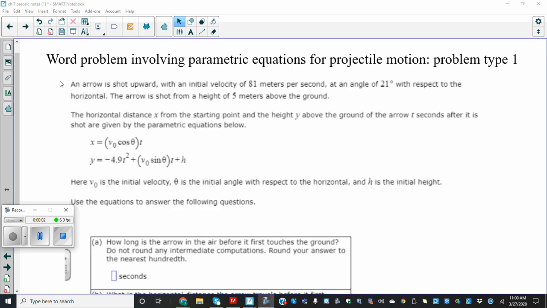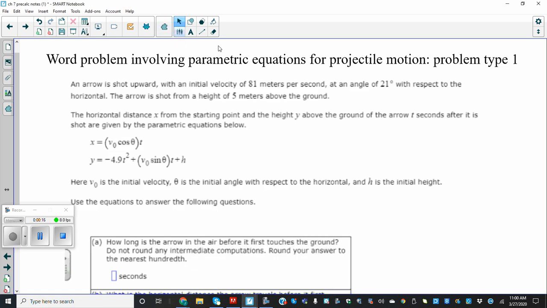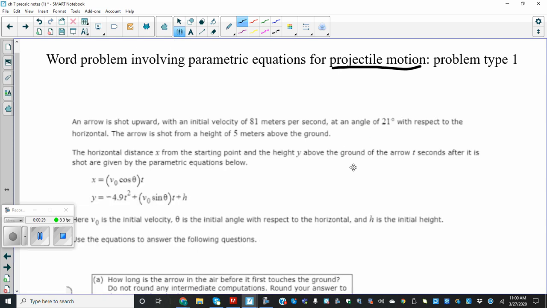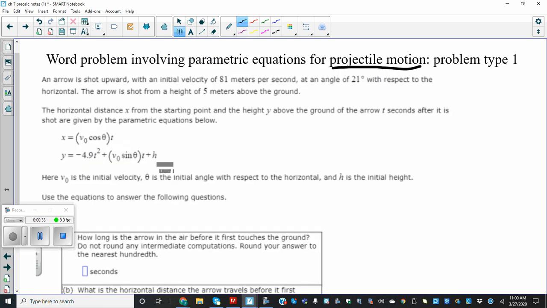Hello everyone. We are going to tackle a problem involving parametric equations for projectile motion. Projectile motion is traditionally problems that involve, say, throwing a ball up in the air, hitting a baseball, kicking a soccer ball, a dolphin diving out of the water. Typically, what they look like is some sort of an upside down parabola.